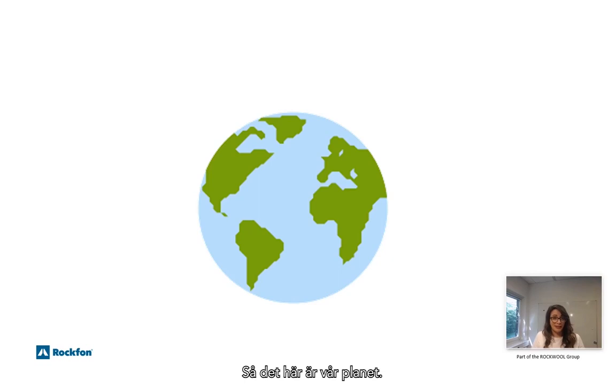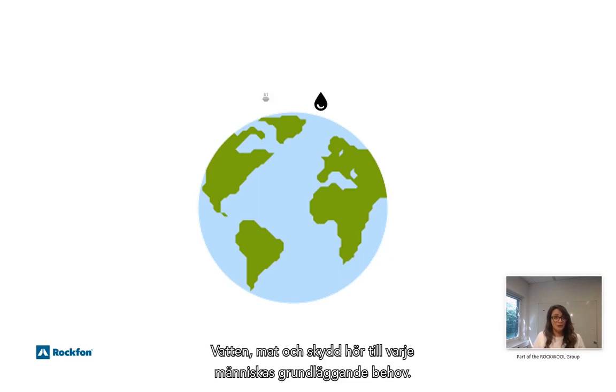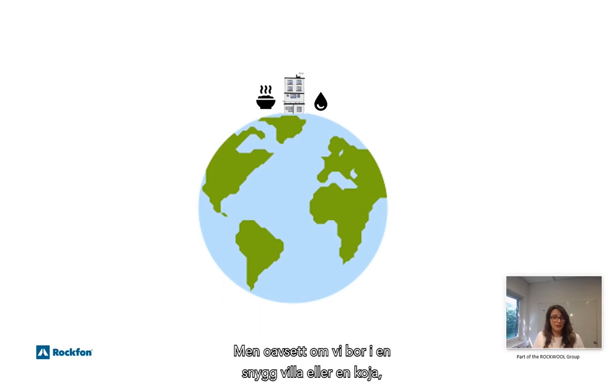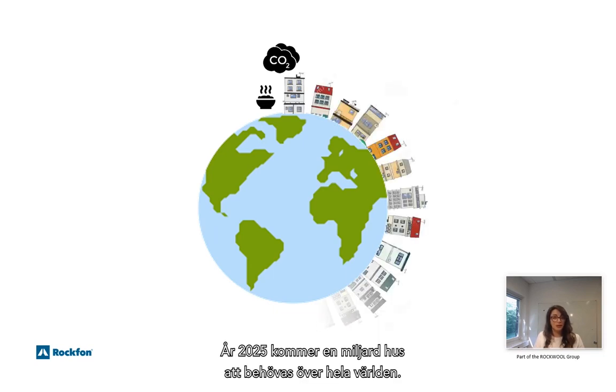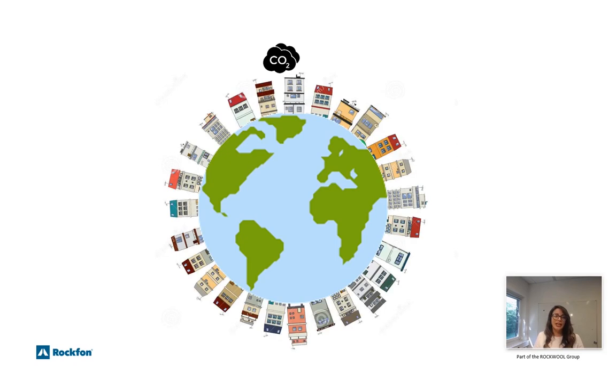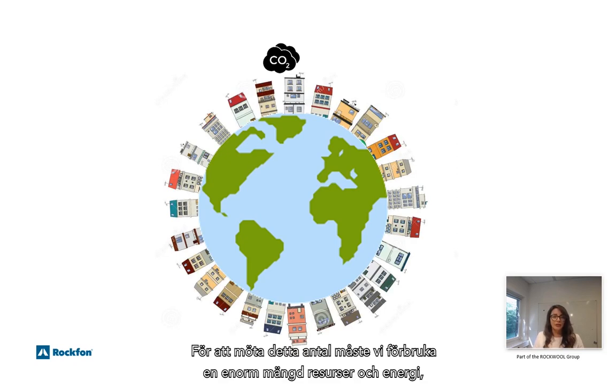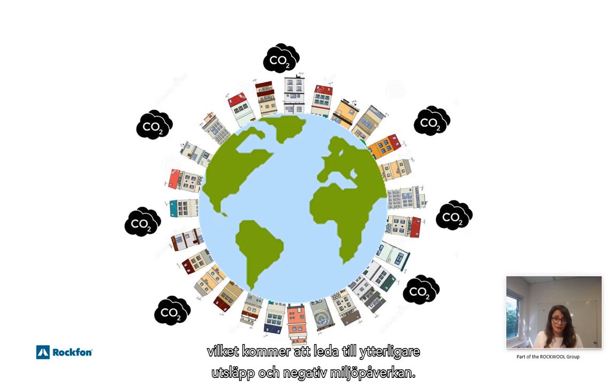So this is our planet. Water, food and shelter are basic needs for every human being. But no matter whether we live in a fancy villa or a tin house, all buildings have a growing environmental footprint. By 2025, 1 billion houses will be needed worldwide. In order to meet this number, we need to consume a vast amount of resources and energy, which will lead to additional emissions and negative environmental impacts.